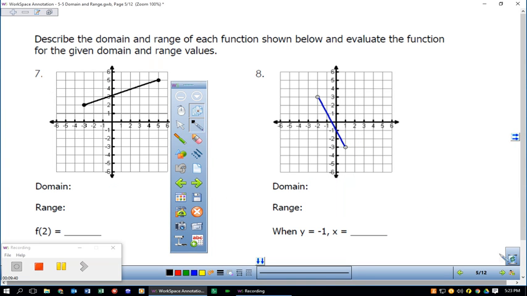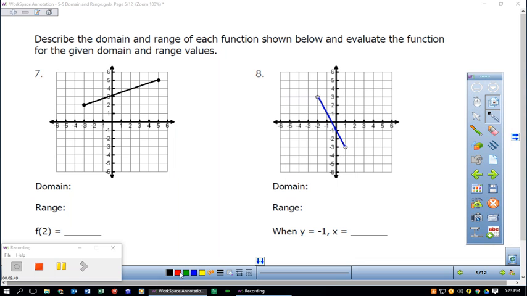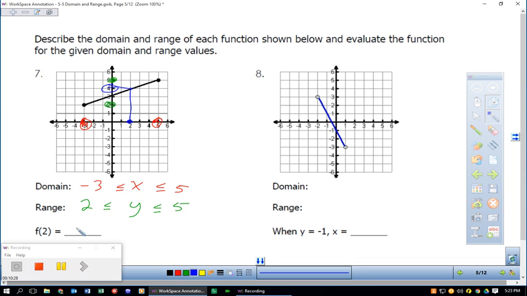Okay, next, describe the domain and range for each function shown and evaluate the function for the given domain and range values. All right, so first we can just find the domain and range. It goes from left to right, from -3, and it's closed, to 5, and it's closed. So it is negative 3 less than or equal to x less than or equal to 5. The range, it goes from 2, and it's closed, to 5, and it's closed. So 2 is less than or equal to y is less than or equal to 5. And f of 2 means where the x is 2. So if we go to where the x is 2 and trace up to our graph, that graph is up here at 4. So f of 2 equals 4.